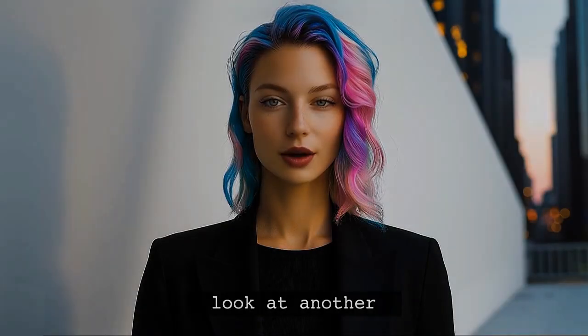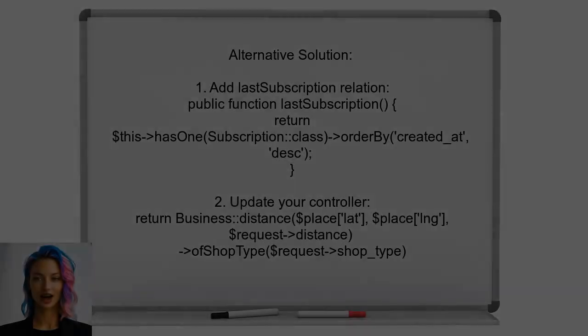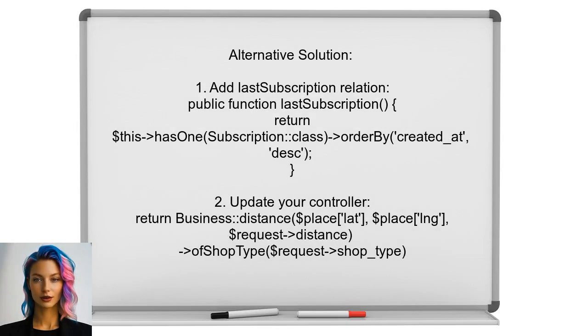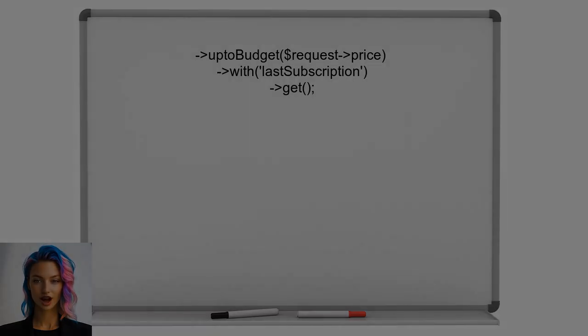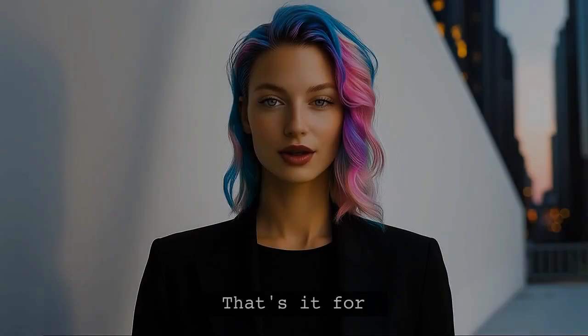Let's take a look at another one. An alternative solution provided by another user suggests adding a last subscription relation to your business model. This relation uses a has-one relationship to fetch the most recent subscription ordered by created at. That's it for that answer.